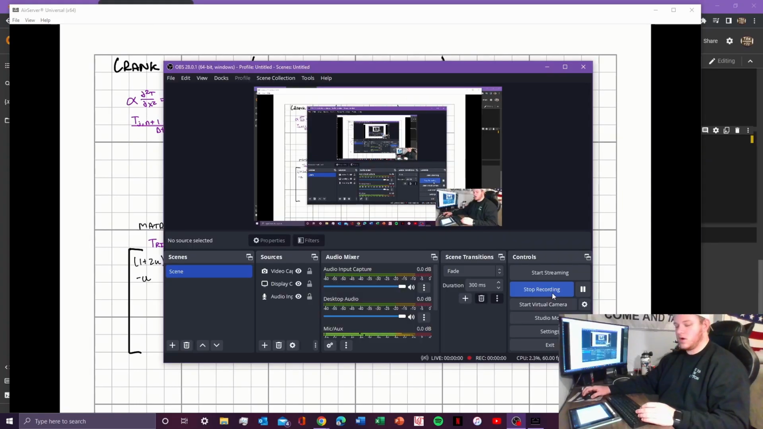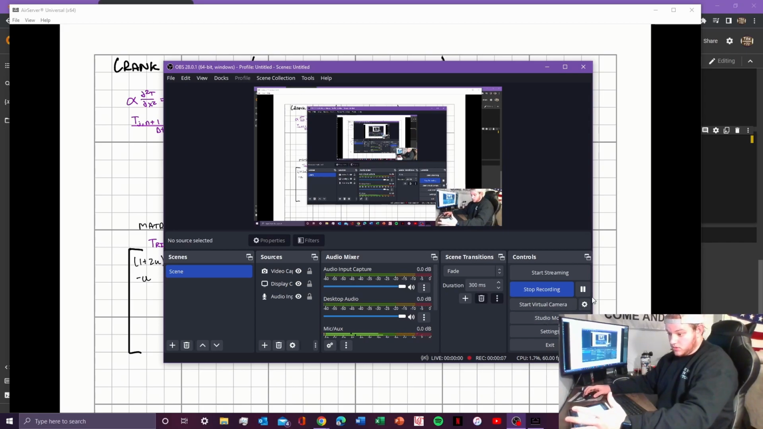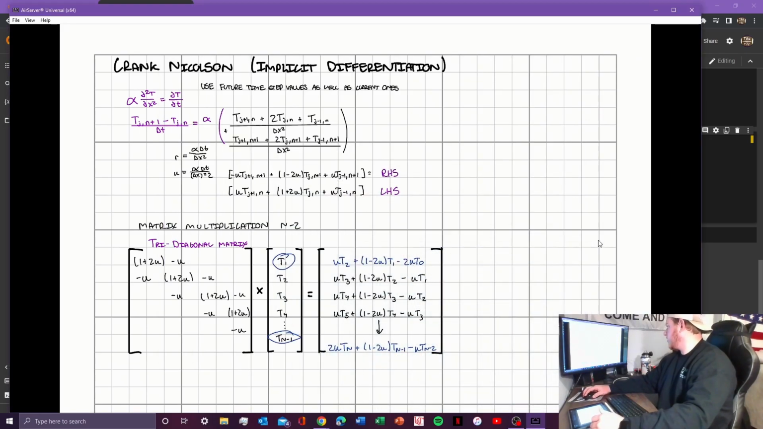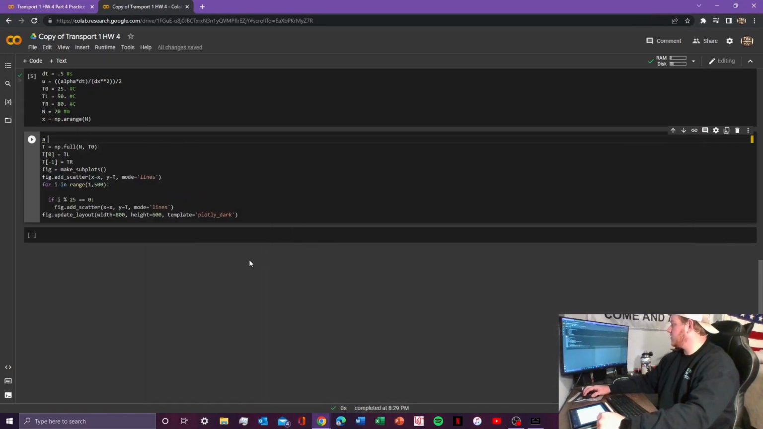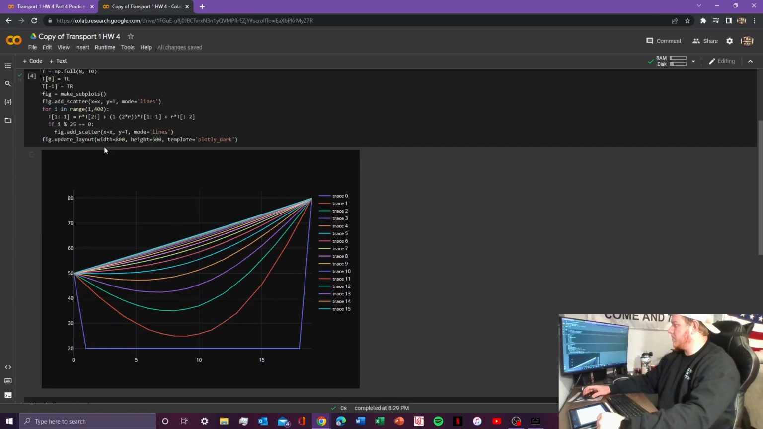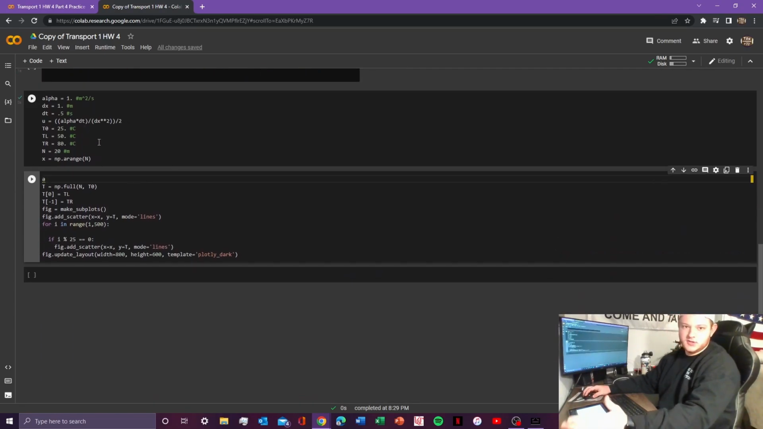All right, homework 4, part 2. So we're going to code this up now. You just saw me derive this implicit differentiation with our tridiagonal matrix. Now we're going to throw this into some code. I basically just copy and pasted from the last step, but this time we're going to use our implicit differentiation. I also changed R to U, and U is basically just R divided by 2.